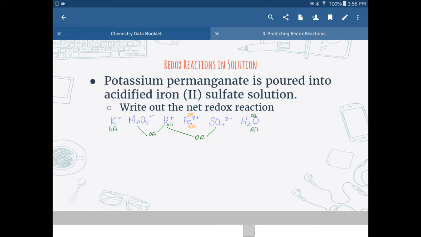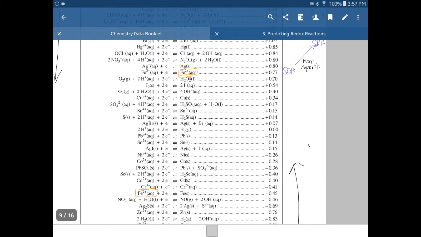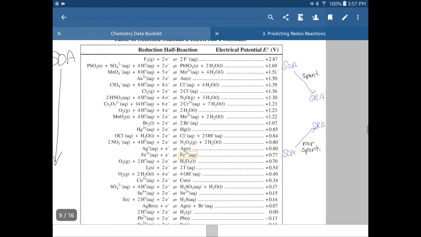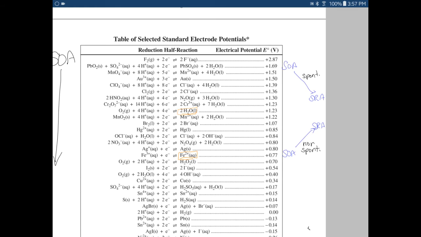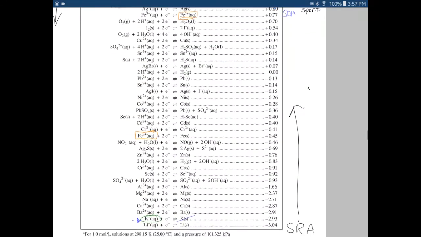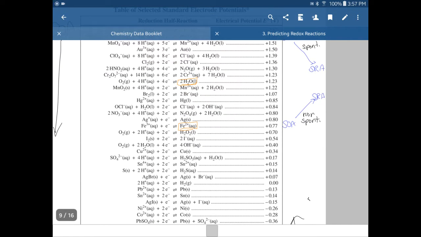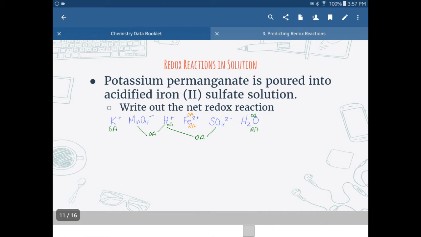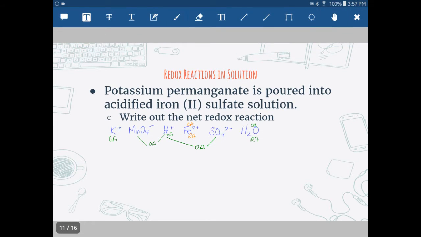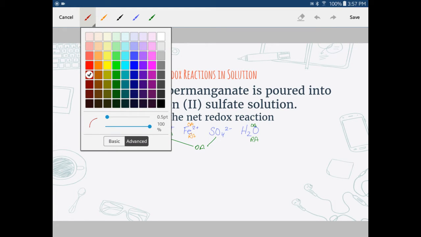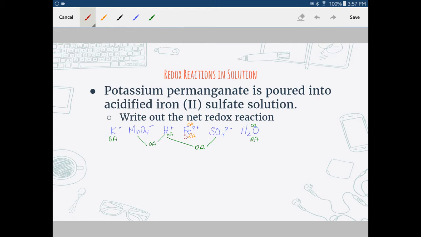Okay, so when I take a look and figure out which of my RAs is lowest in the table, the only RAs that I have listed so far are my iron 2 positive and my water. So when I take a look, I have my iron 2 positive here, and water is up higher. So my strongest reducing agent is going to be, in fact, my iron 2 ions. Okay, so this is my SRA. So let's label that guy. So this guy is my strongest reducing agent.